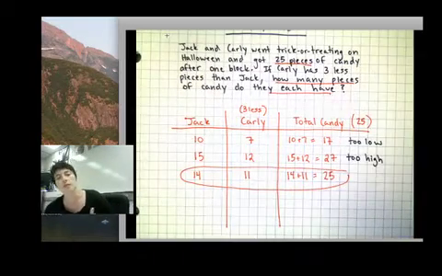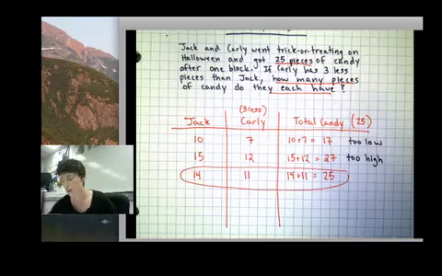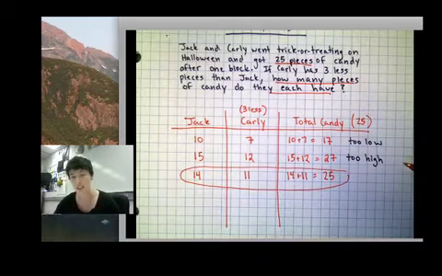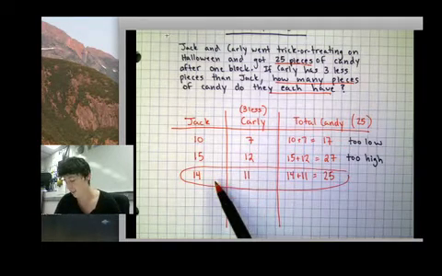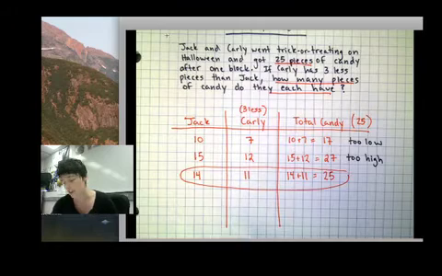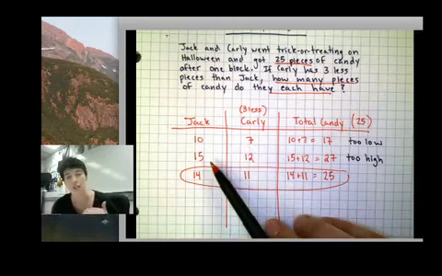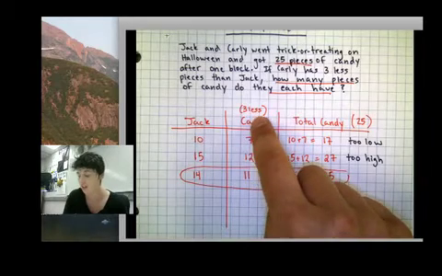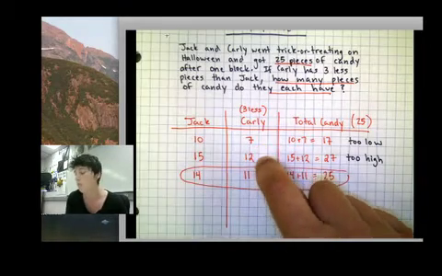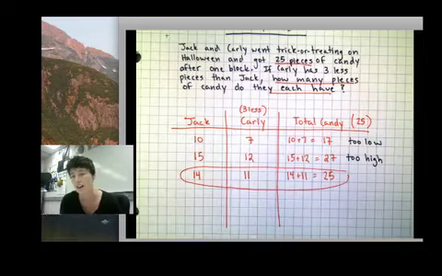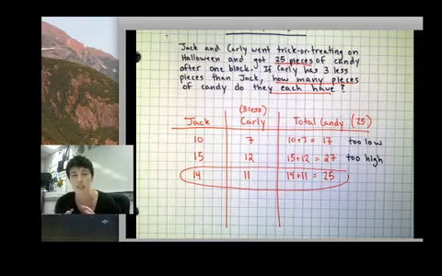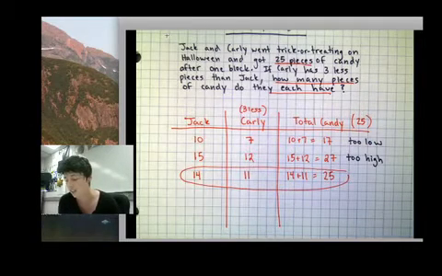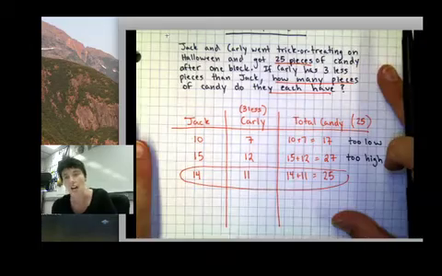This is an example of a really good guess and check table. I've shown 3 guesses. One of them's the correct answer, so I circled it so it's really clear. And I have 2 wrong guesses, but they show that I understand the process. They show that we understood that Carly had 3 less and that we were supposed to get a total of 25.